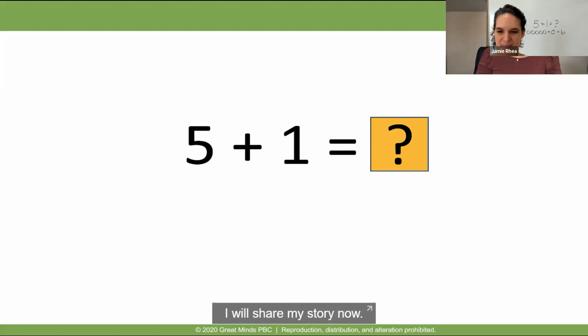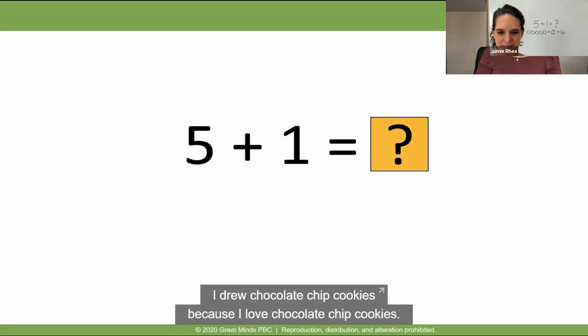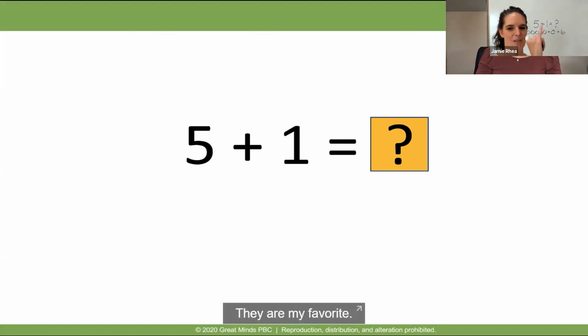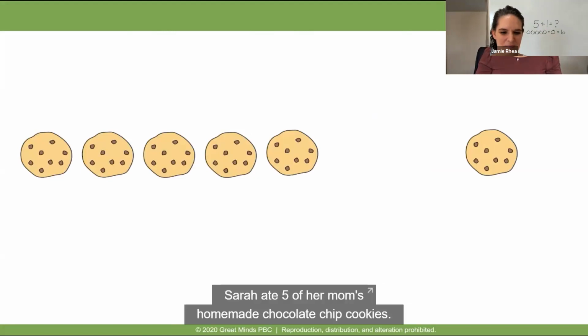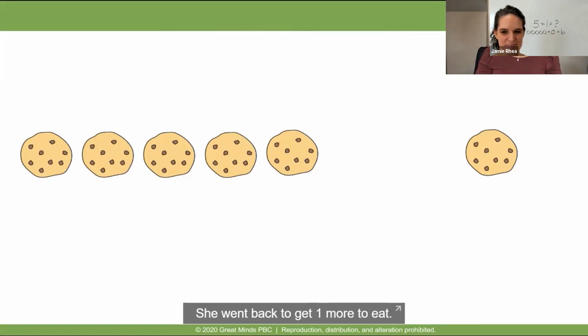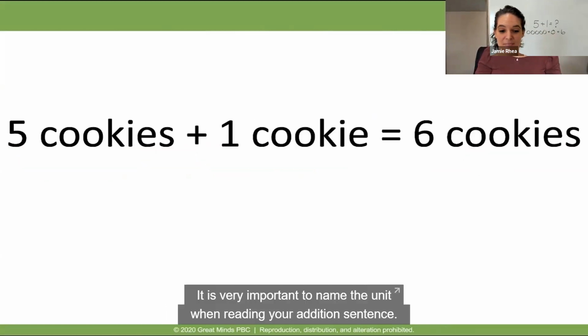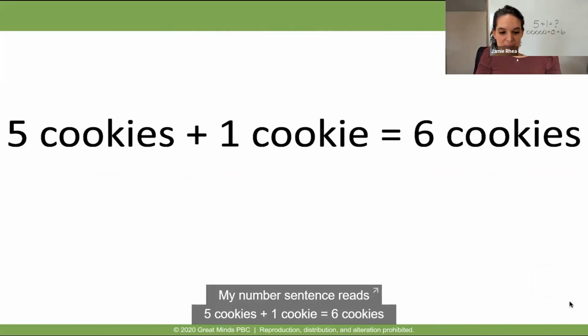I'll share my story now. I drew chocolate chip cookies because I love chocolate chip cookies. They're my favorite. We have the same taste. Sarah ate 5 of her mom's homemade chocolate chip cookies. She went back to get one more to eat. How many cookies did Sarah have in all? It is very important to name the unit when reading your addition sentence. My number sentence reads, 5 cookies plus 1 equals 6 cookies.